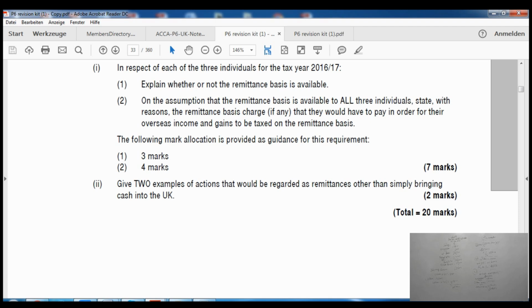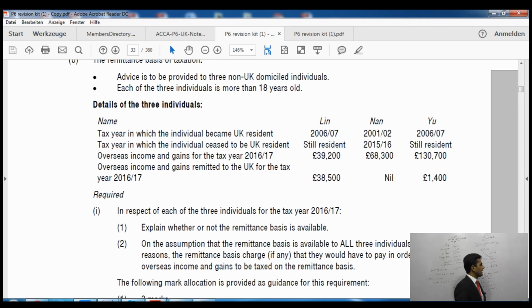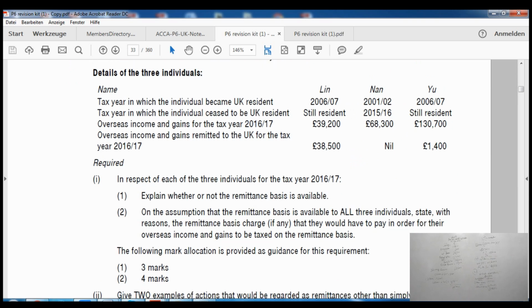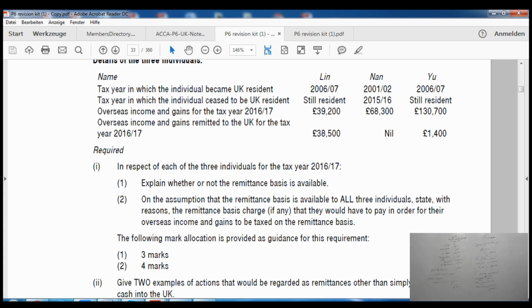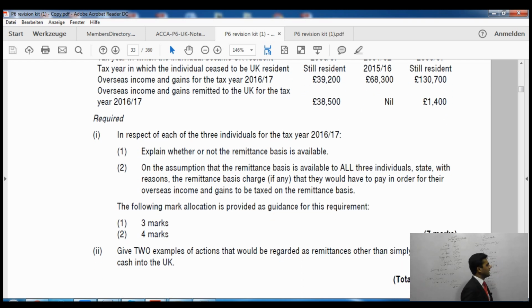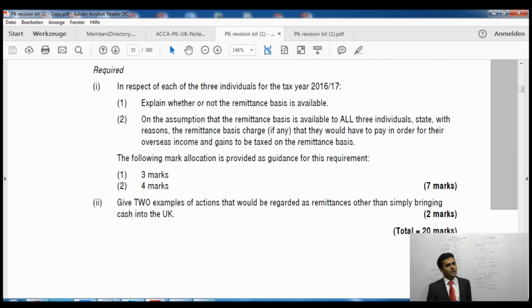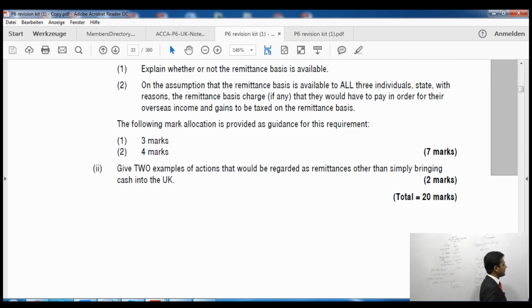All right. So likewise, you have to tell him whether remittance basis is automatically available or not. And another thing is, assuming that remittance basis is available to all of them, tell me, with the reasons, if there will be any remittance basis charge that they will have to pay for their overseas income and gains to be taxed on the remittance basis. Right. So assuming that remittance basis will be available to them, either automatically or by claim, tell me whether they will have to pay any remittance basis charge.